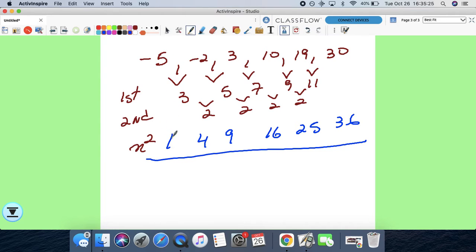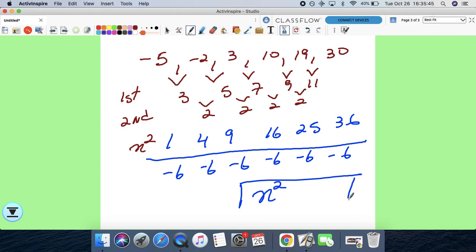So negative 5, and then here's where you have to be careful. It's negative 5 minus 1, which is negative 6. Negative 2 minus 4, which is negative 6. So be careful with that. 3 minus 9 is negative 6. 10 minus 16 is negative 6. So notice that they're all negative 6, so they're all the same. We can stop right here. So our final rule here is n squared minus 6.